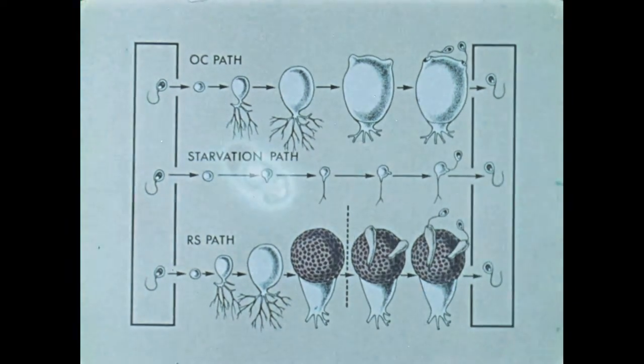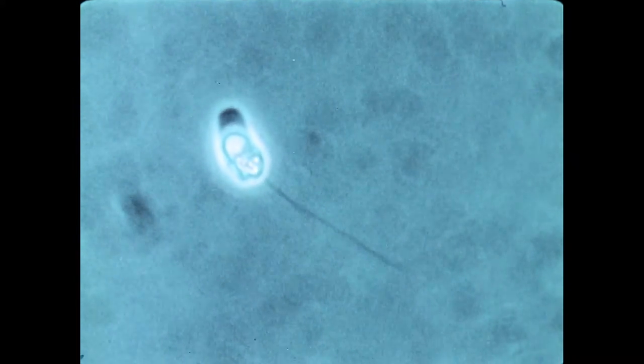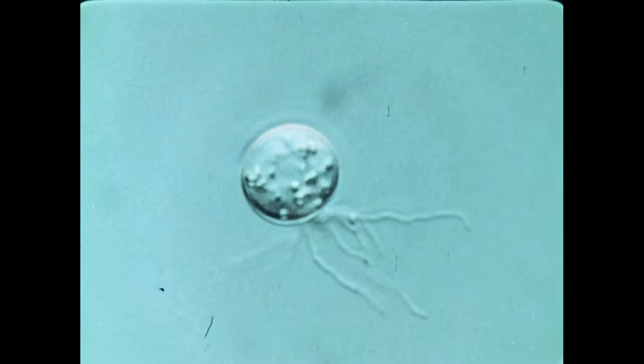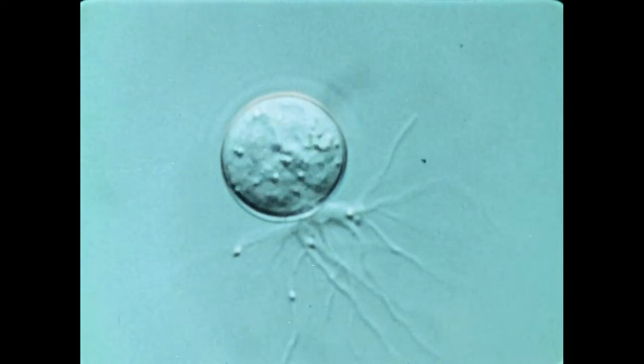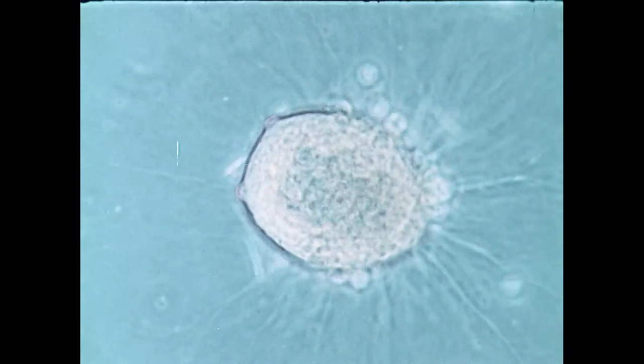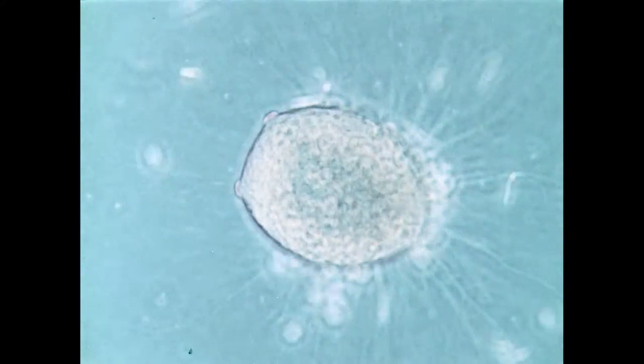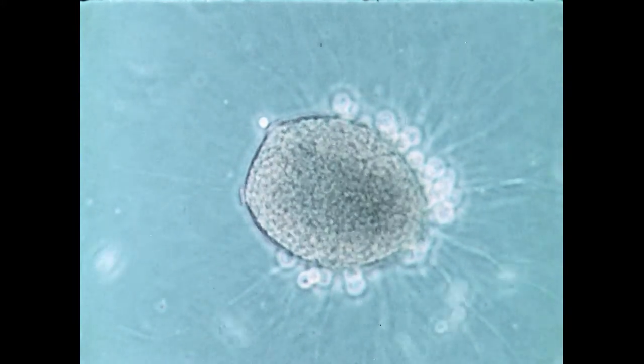Whichever route is taken, the resulting zoospores can again take any of the three developmental pathways. The water mold Blastocladiella emersonii is one of several primitive organisms being used by biologists in their search for solutions to developmental problems.